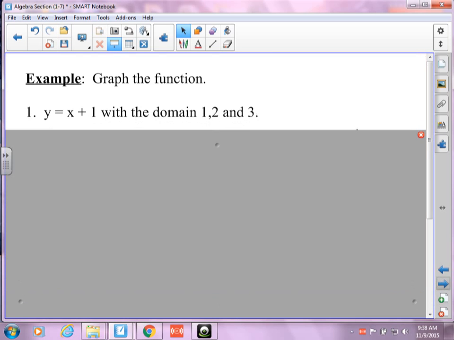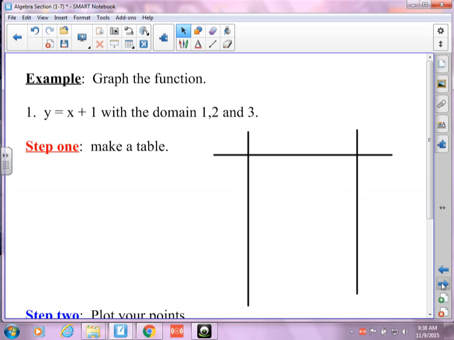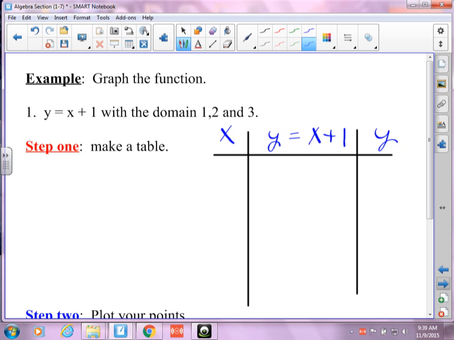Okay, so when we have something like this, you'll notice that I gave it to you in steps. They give you an equation, and notice I'm still giving you the domain. We've done this before, so I'm going to put my X here. I'm going to put Y equals X plus 1 in the middle. I'm going to put my Y off to the side. Step 1 is to make my table. So what value do I put in first? 1, and where do you get that from? My domain, that's correct. So I'm going to put 1 over here.